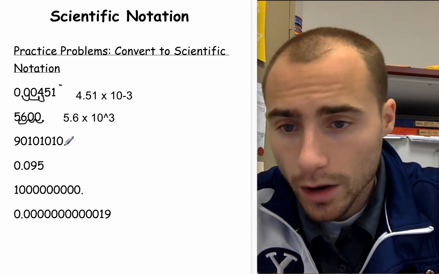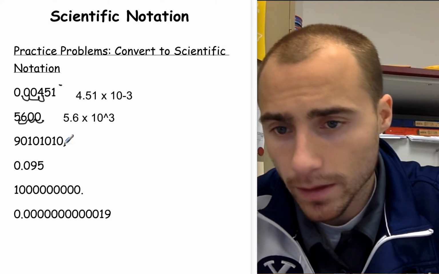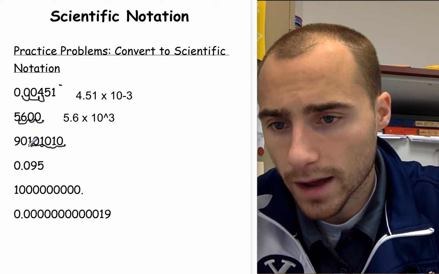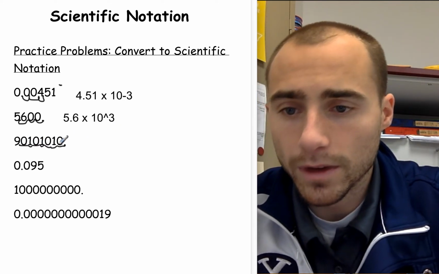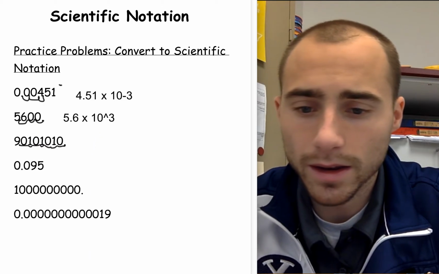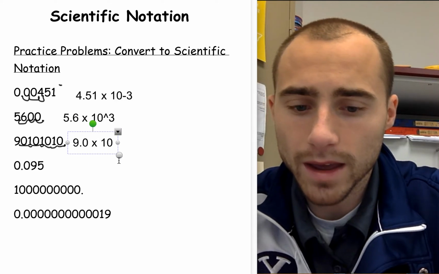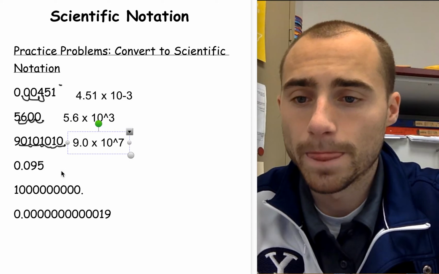Okay, this number, greater than 1, so it's going to have a positive exponent. Let's move our decimal back here between the first 2 numbers. So we'll move it 1, 2, 3, 4, 5, 6, 7 times. Now, in a number this long, you move it 7 times, just put the first 2 numbers. So you would just put 9.0 times 10 to the 7th. Just eliminate all those other non-essential numbers.